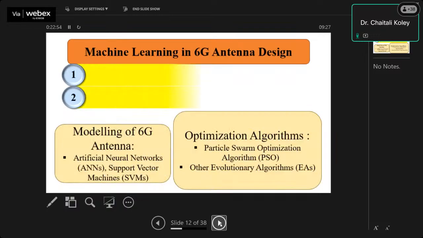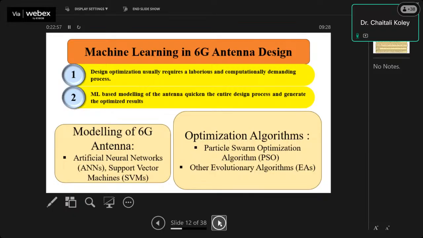Now our main theme is the machine learning algorithm in 6G antenna design, especially in the FR3 band. Machine learning basically allows a computer, or a model, to learn or make decisions without being explicitly programmed. It is a machine, or computer, which can learn and make a decision based on the input, based on the training and input.